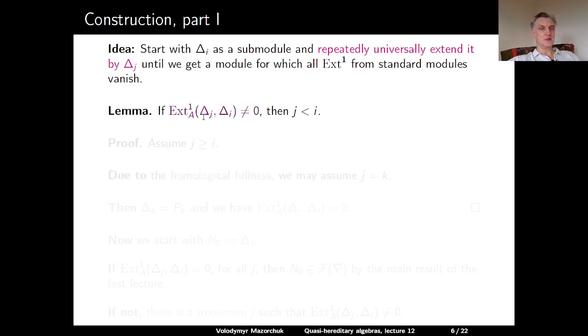First of all, let us note that the first extension from delta j to delta I is non-zero only if j is smaller than I. Indeed, assume that j is greater than I. Next, we note that we may assume that j is equal to k due to our homological fullness.